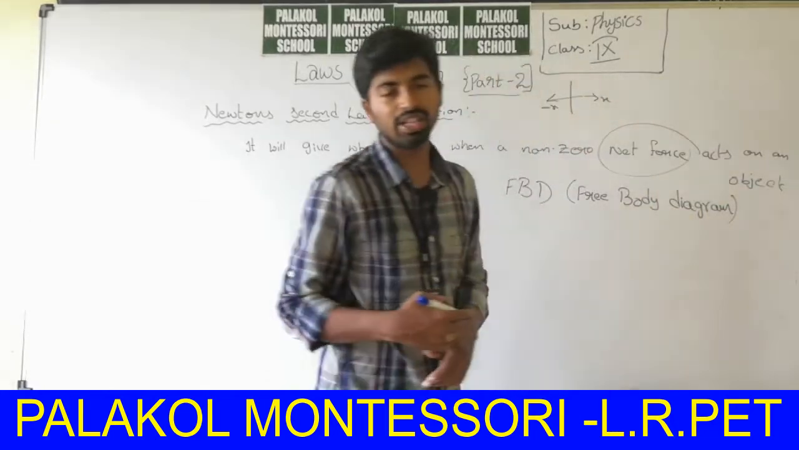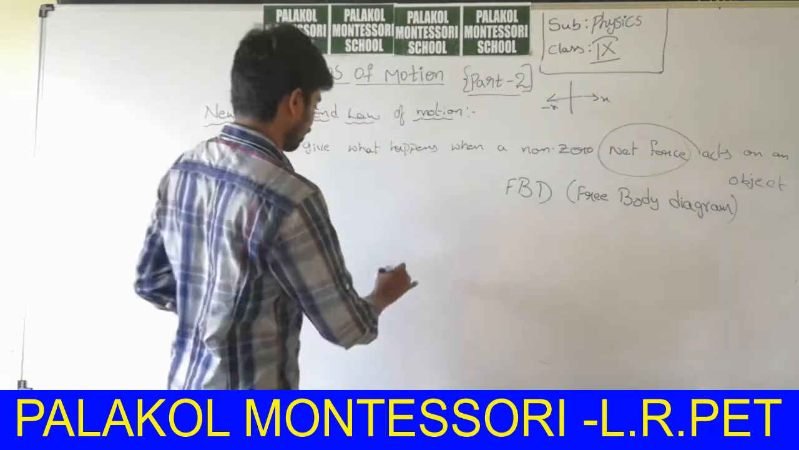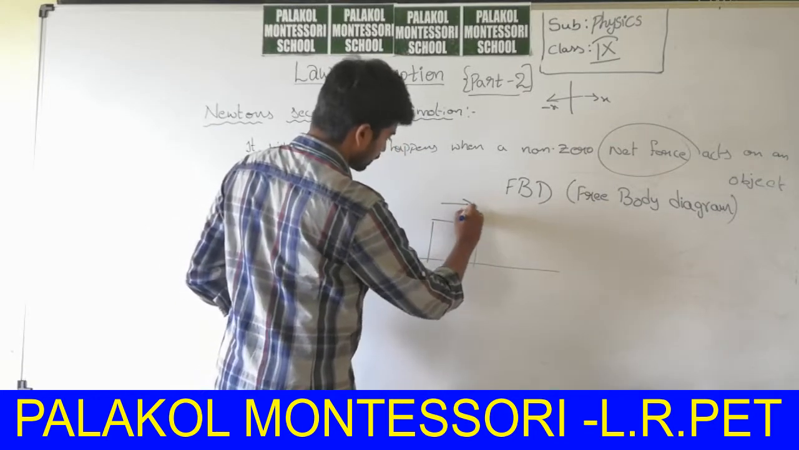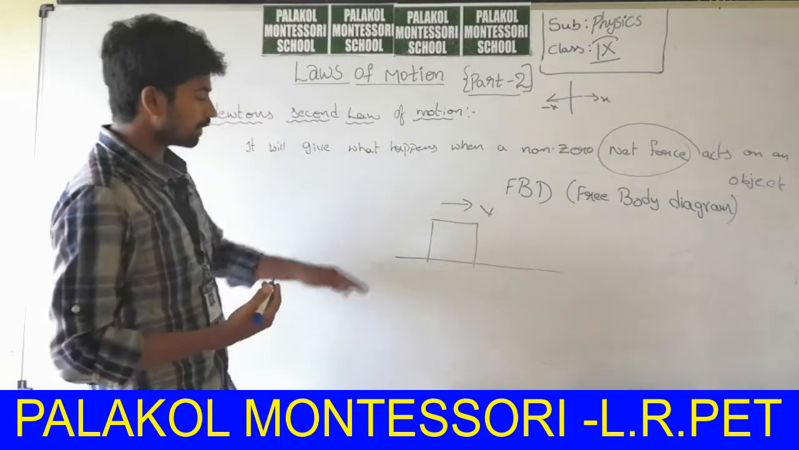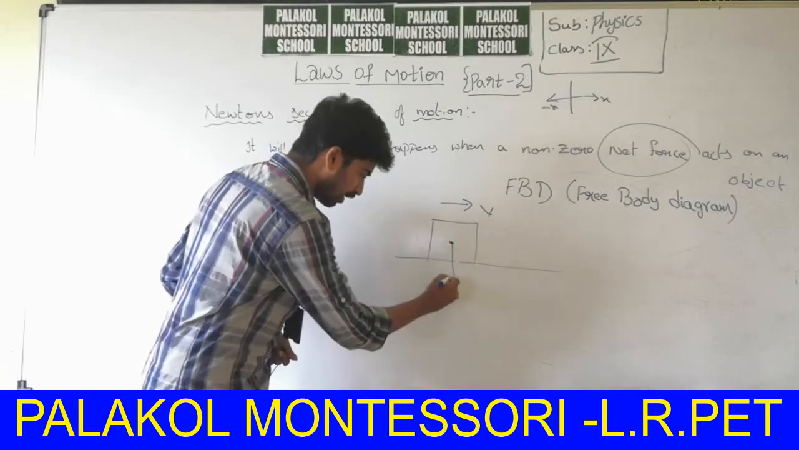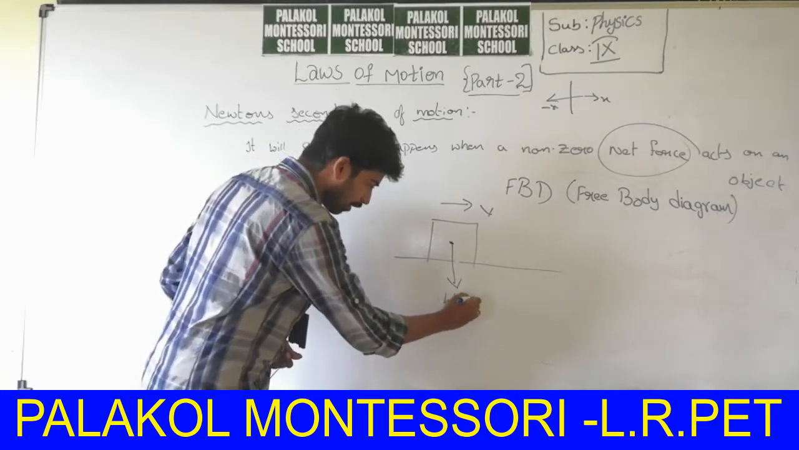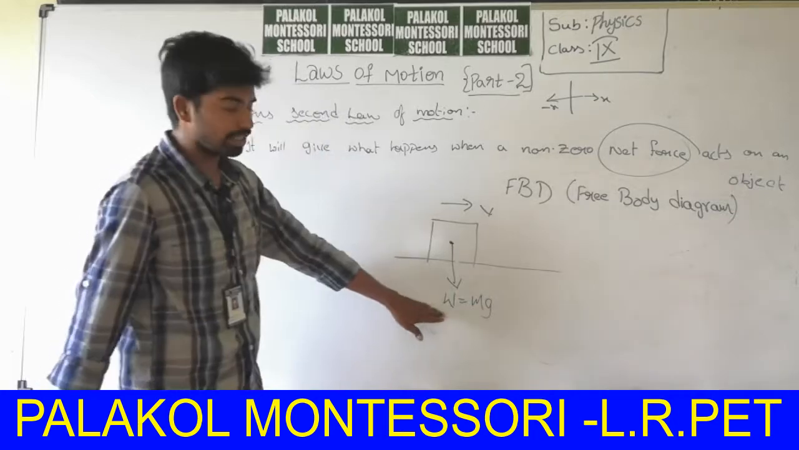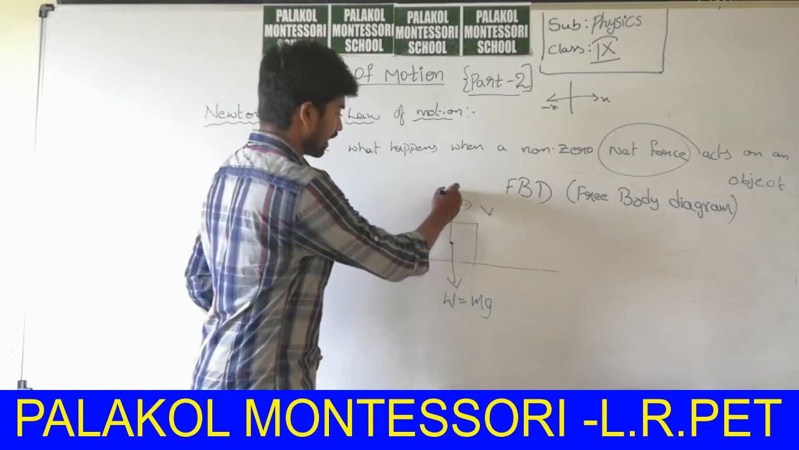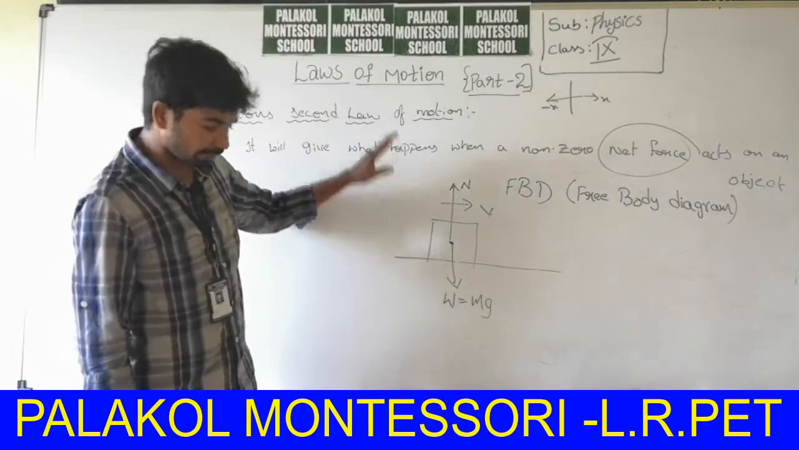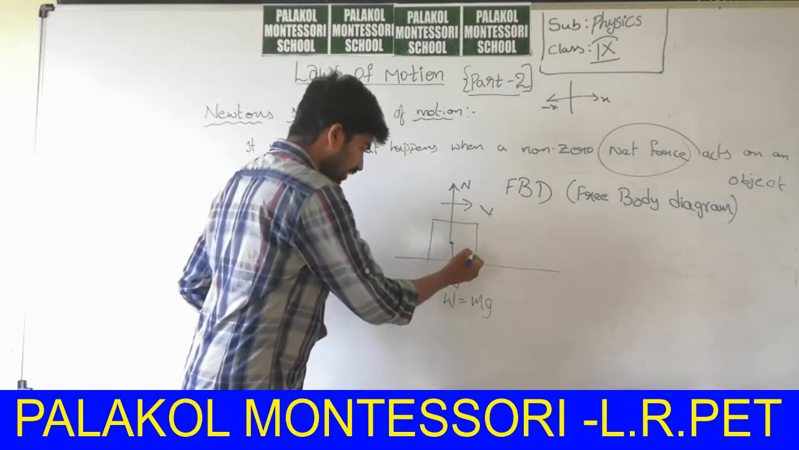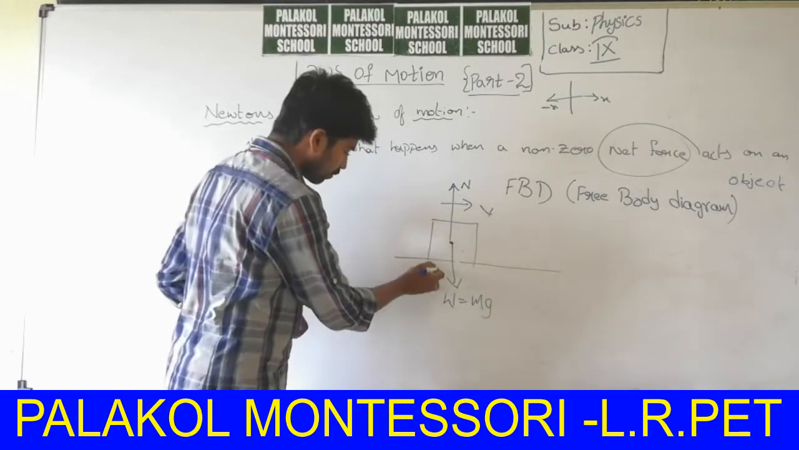For example, a body is moving in this direction with velocity v. What are the forces acting on this object? The first force is its weight in the downward direction, weight W is equal to mg, and the normal force capital N acting in the upward direction. And since the object is moving in this direction, it will experience a frictional force in the opposite direction.